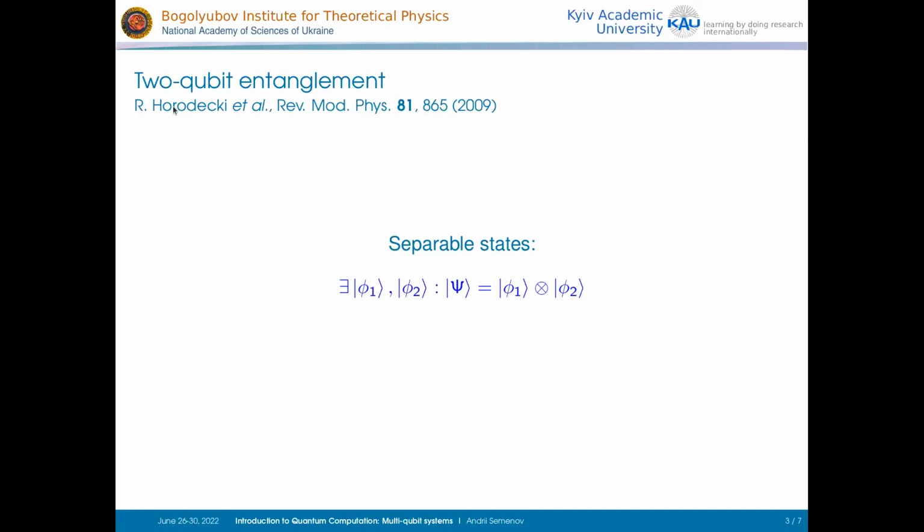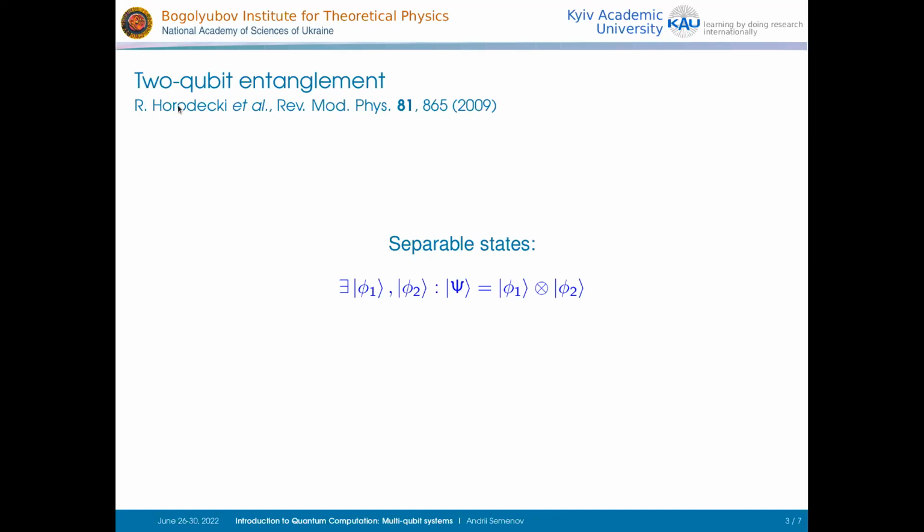This is a review paper in Reviews of Modern Physics from 2009 by the Horodecki family from Gdansk, Poland. It is a very good paper where you can read almost everything that was known up to 2009 about quantum entanglement. So I really recommend you this paper.